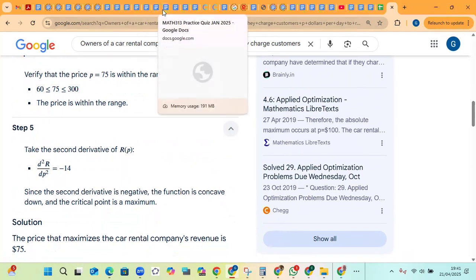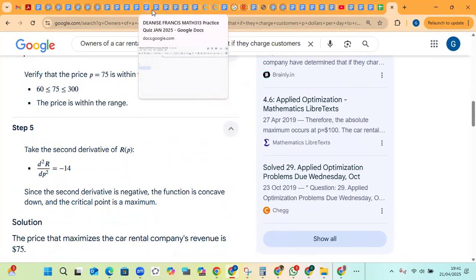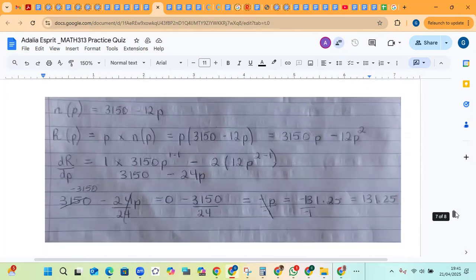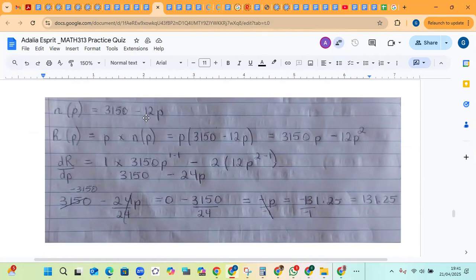So let's see how this was done here. Here you have the number of cars, the quantity function. You multiply P, the price, by the number of cars function to get the revenue function. Here you have it, P times the bracket 3150 minus 12P. Then you have 3150P minus 12P squared. Then you find the derivative of the revenue function, dR/dP.